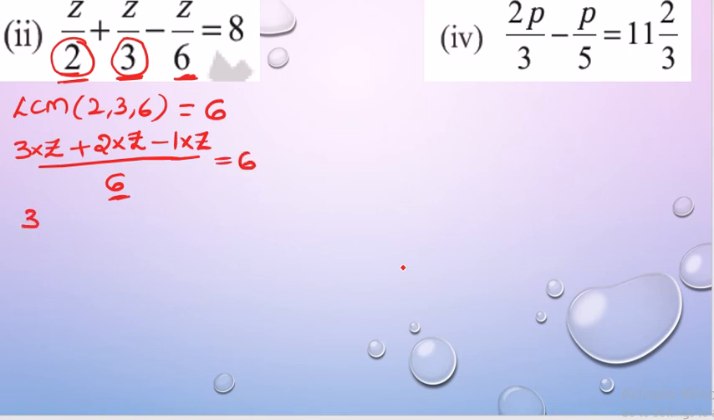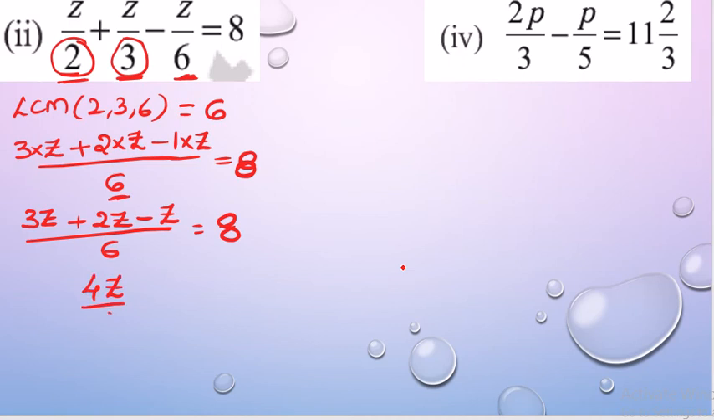Now simplify this. 3 into z is nothing but 3z, 2 into z is 2z, 1 into z is 1z. So divided by 6 is equal to, sorry, here it is given as 8, right? So the right hand side is 8. So 3z plus 2z is 5z, 5z minus z is 4z. So 4z divided by 6 is equal to 8.